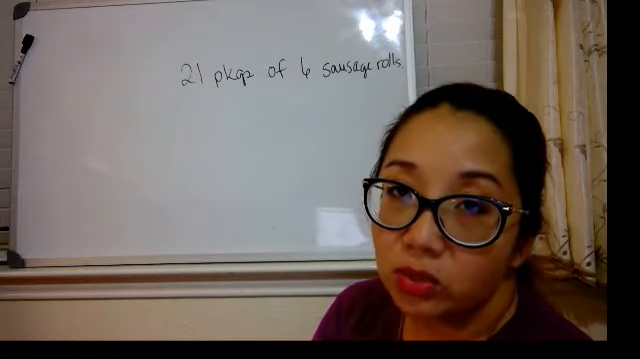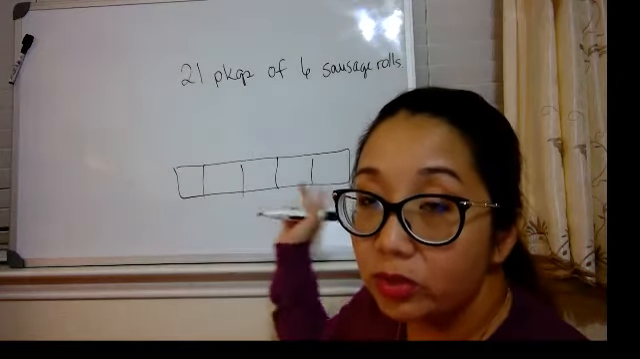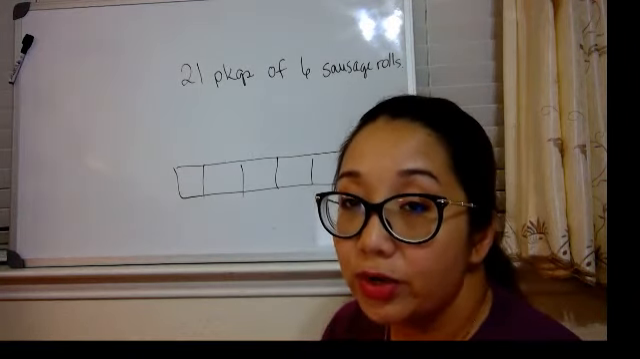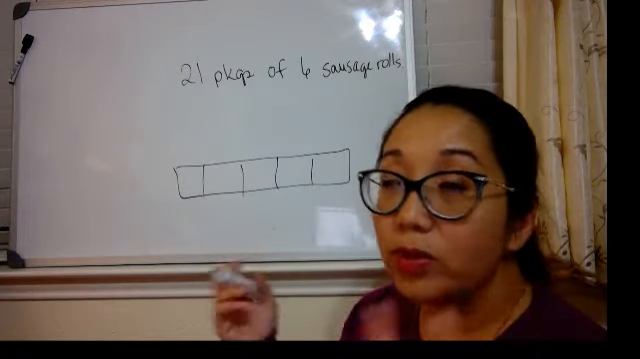Okay, they've got 5 trays. But they're not just going to throw the packages on there. They're putting the sausage rolls evenly onto the trays. So what do we need to figure out first?